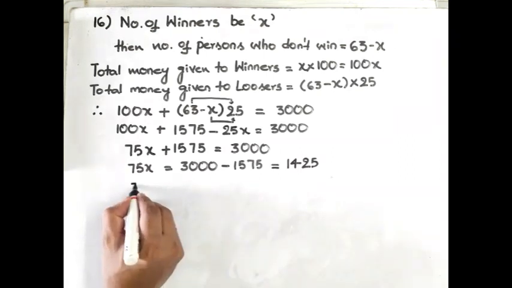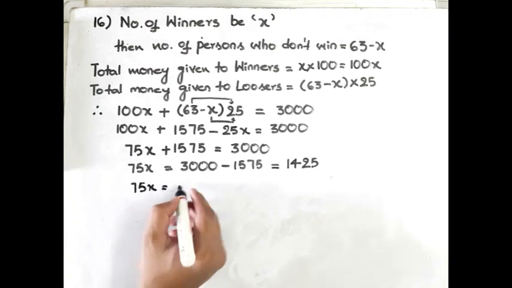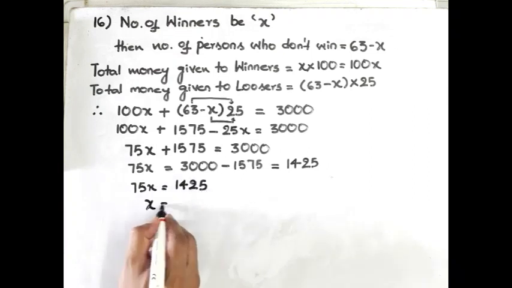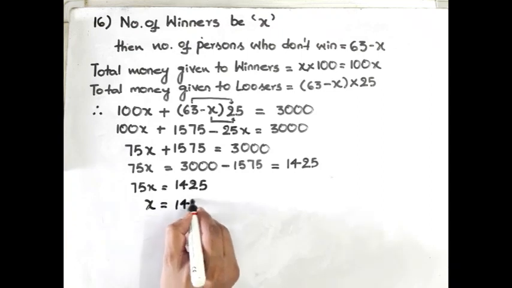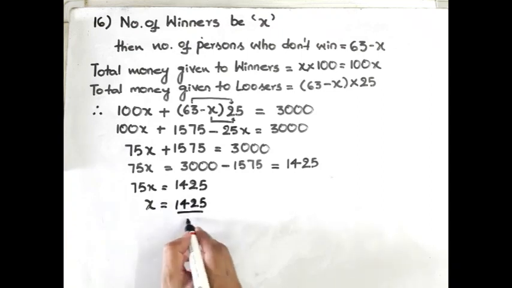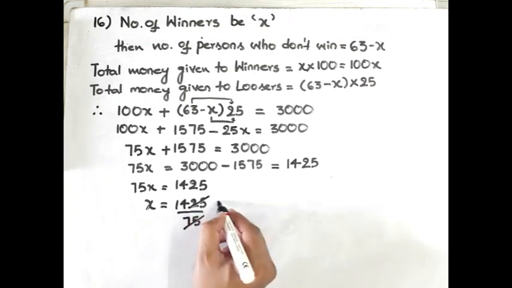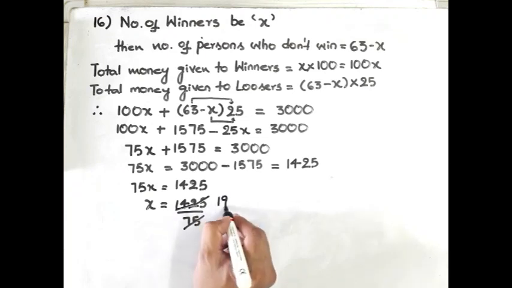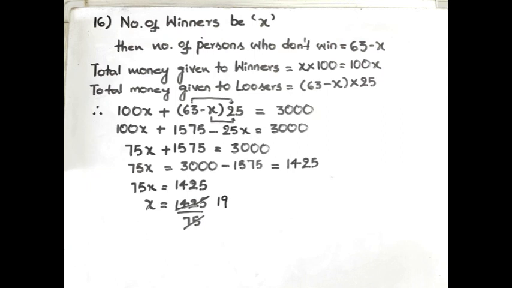Now look, therefore 75x is equal to 1425, and if I want only the value of x, we have to divide this 1425 by 75. Okay, if we can cancel, we will get it for 19 times, or else we can cancel directly using 5 table or 25 table, also not a problem. So we got the value of x as 19.